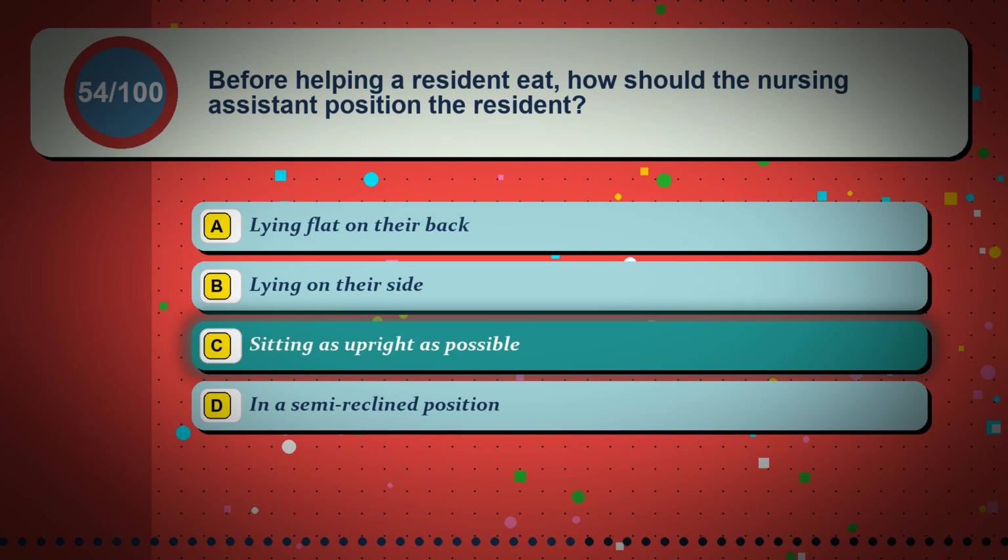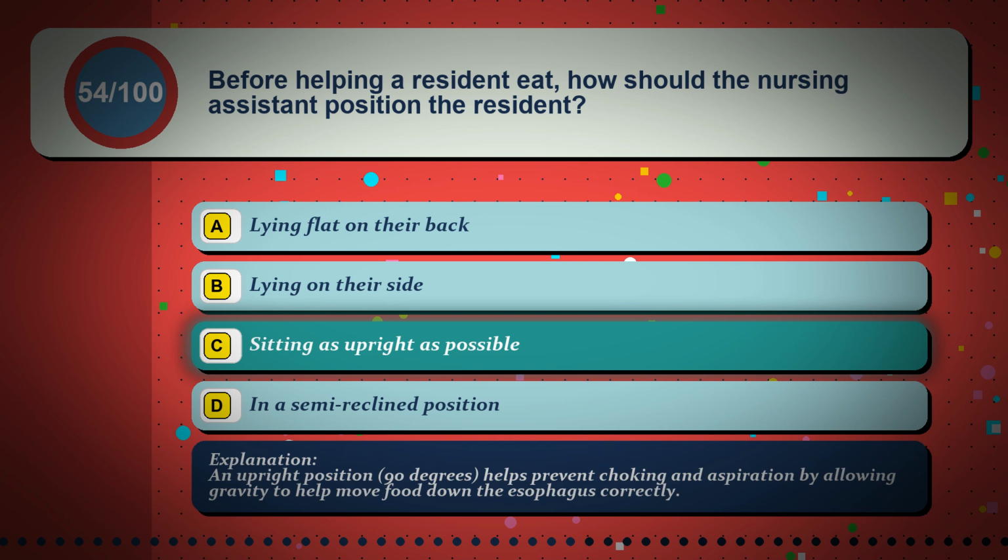The correct answer is option C, sitting as upright as possible. An upright position, 90 degrees, helps prevent choking and aspiration by allowing gravity to help move food down the esophagus correctly.